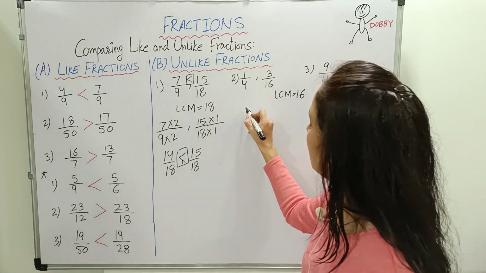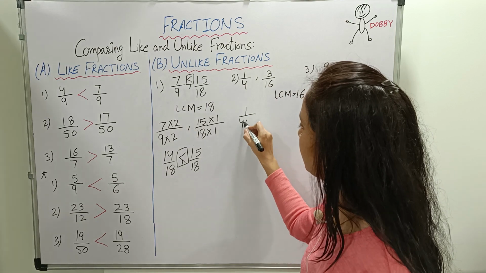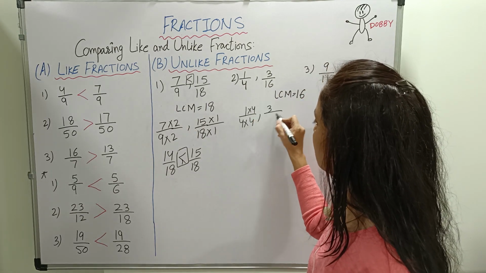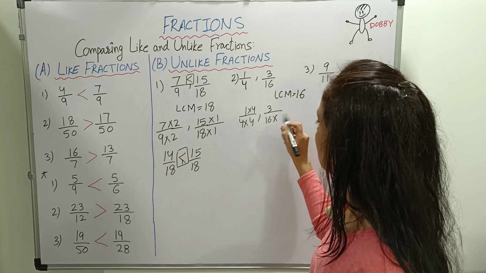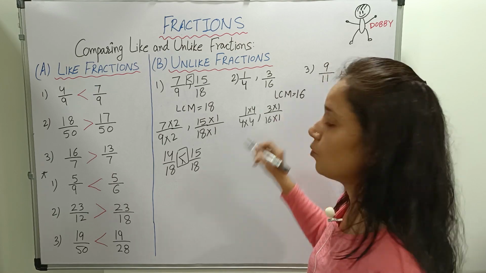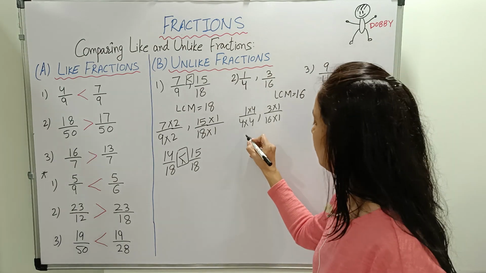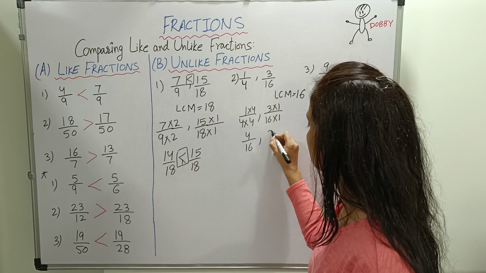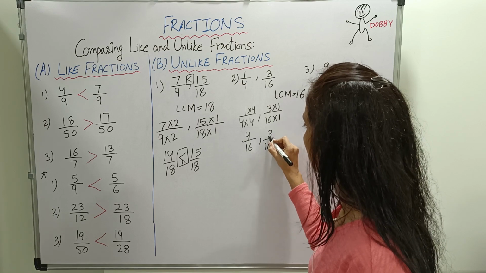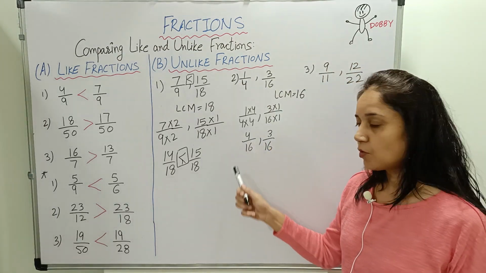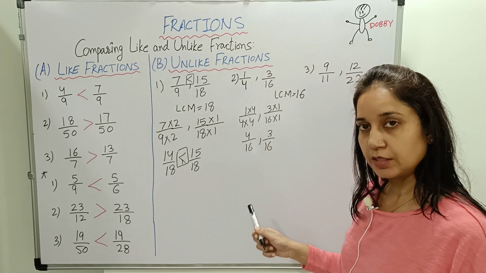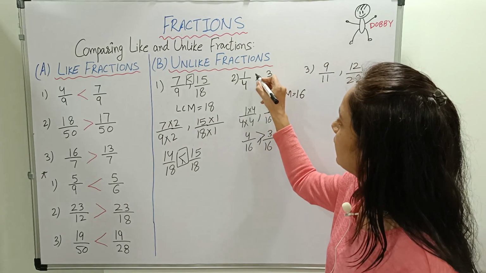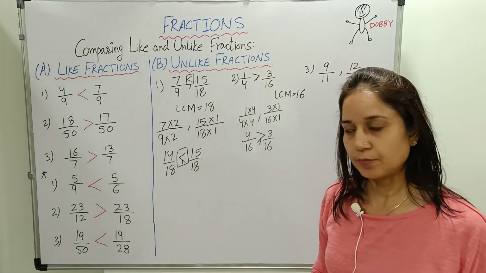16. 1 upon 4. How can the denominator be 16? 4 4s are 16. 3 upon 16, multiply by 1 only because the denominator is already 16. So the first fraction becomes 4 upon 16 and the second 3 upon 16. Now compare. Is 4 upon 16 greater or 3 upon 16? Like fractions? Yes. 4 upon 16 is greater than 3 upon 16.